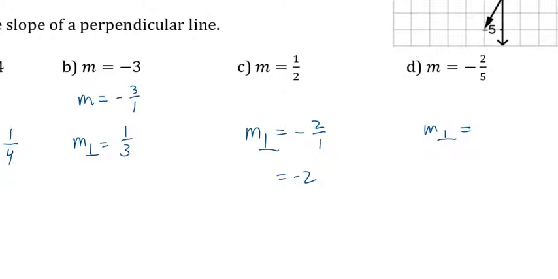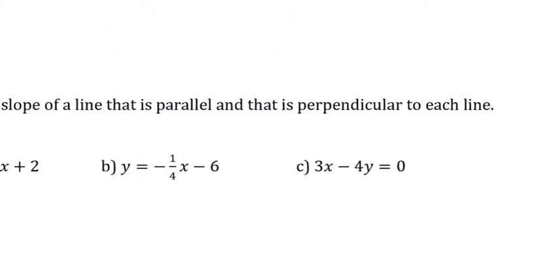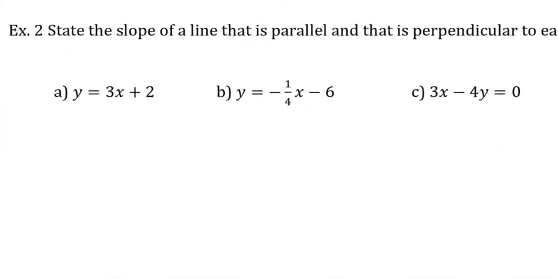Okay, so now that we've got that established, some other kinds of questions to practice. This is talking about lines, but not coming up with equations. It's just saying state the slope of a line that is parallel and one that is perpendicular to each of these three lines.